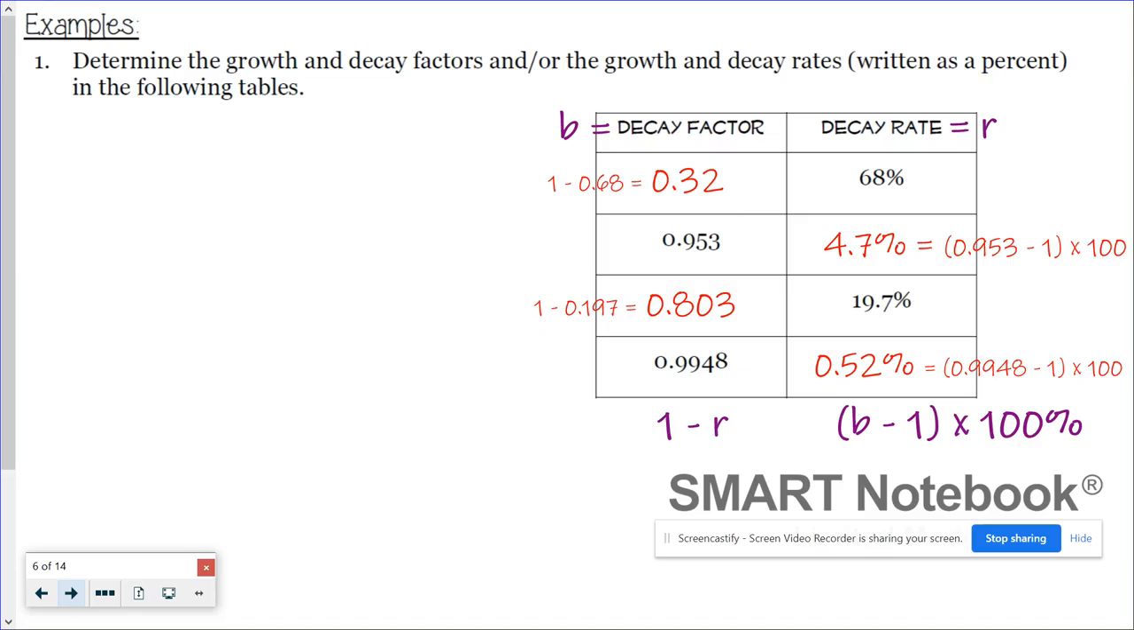Okay, so for 19.7%, you should have gotten a decay factor of 0.803. You would have gone 1 minus 0.197 in order to get that. For the decay factor of 0.9948, you want to go base minus 1 times 100%. You would have gotten 0.52%.